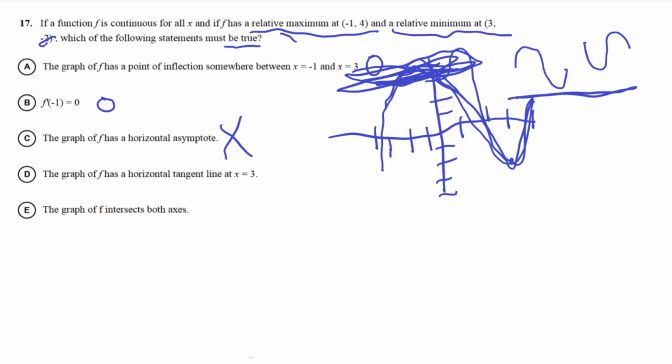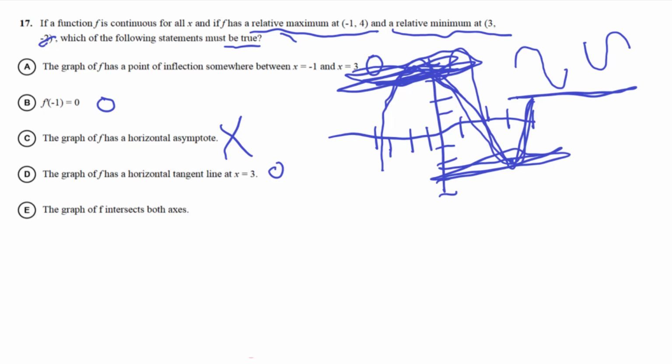Then option D says the graph of f has a horizontal tangent line at x equals 3. That means it's also saying that x equals 3 has a horizontal line with a slope of 0, which is true for our function that we're looking at now. So this also could be a possible answer.